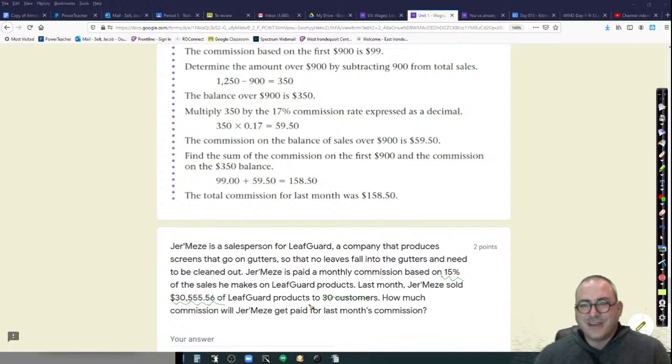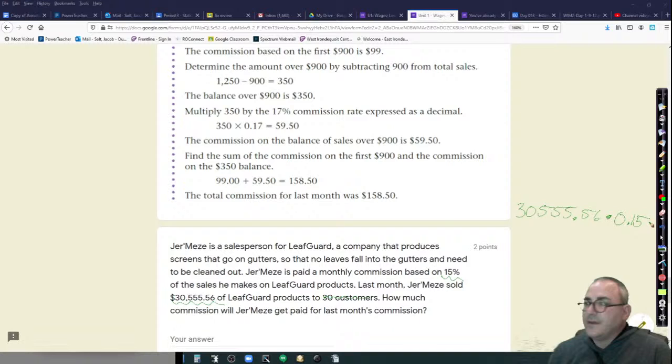All right, here we go. I'm going to take the $30,555.56. I'm going to multiply it by 0.15. Why this number and not another number? Well, 15% expressed as a decimal, divided by 100, is 0.15. All right, don't believe me? Throw out your calculator. Sometimes seeing is believing.